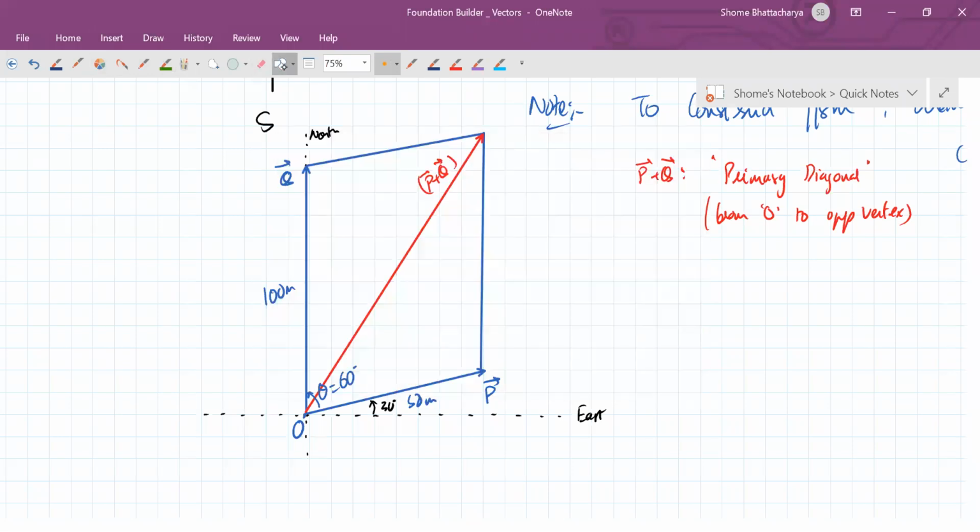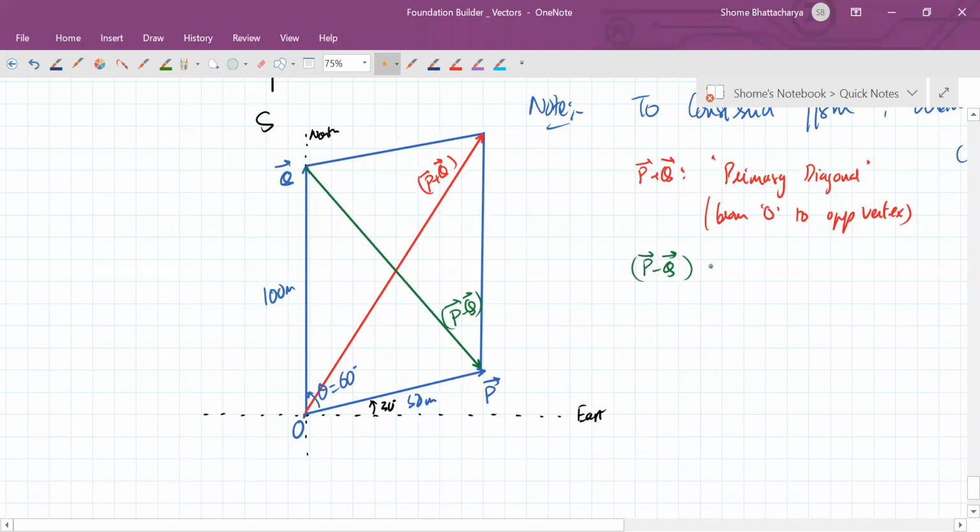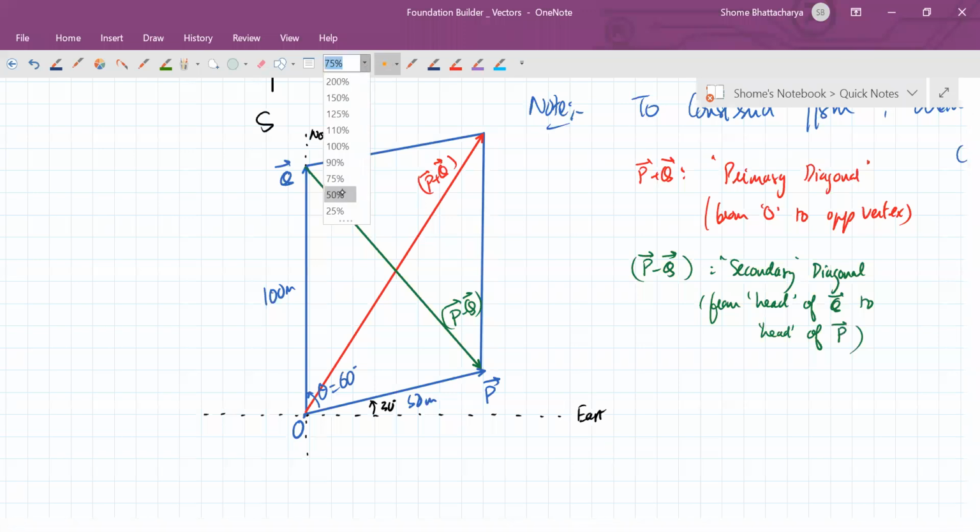Whereas when we want to construct P minus Q, it should be the secondary diagonal. In this diagram, since I'm doing P minus Q, it should be the vector going from Q's head to P's head. So this one will become P minus Q. So P minus Q will be the secondary diagonal, from the head of Q to the head of the vector P. That's how I'll construct it. So this geometrical construction part is like this now.